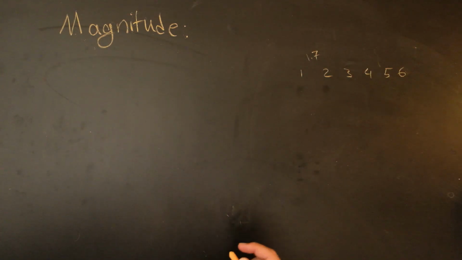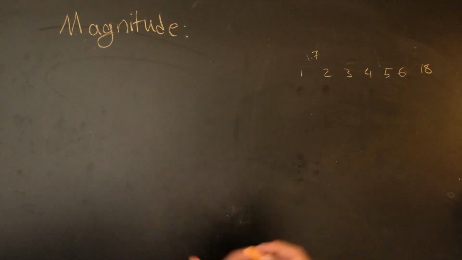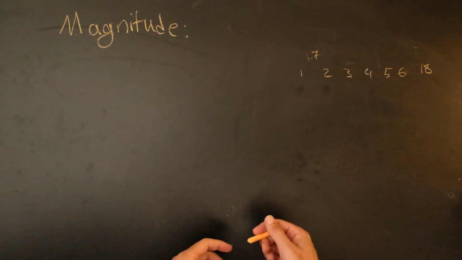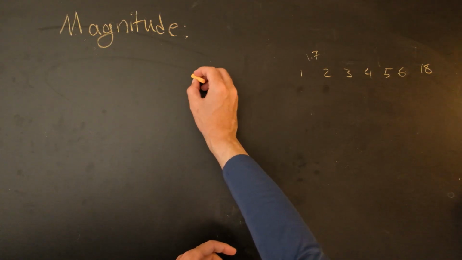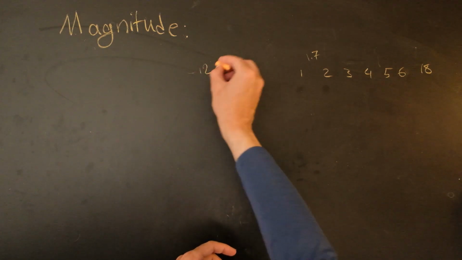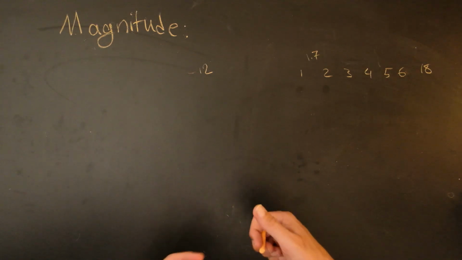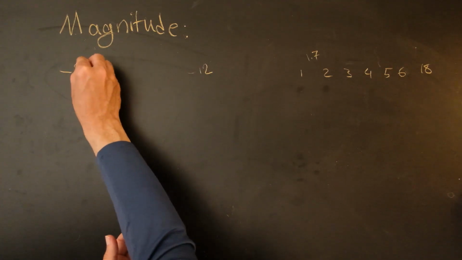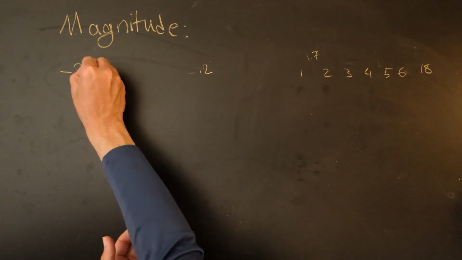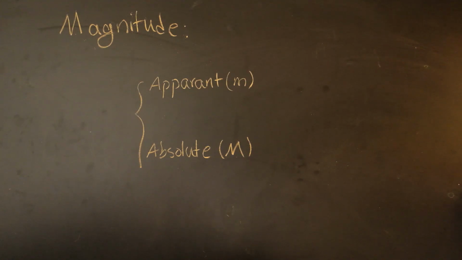That's perfectly alright. We can have magnitude 18. That's also alright. We can have negative numbers. For example, full moon is magnitude minus 12. So it's possible to have a negative number. Sun is much brighter. For the sun, we have around magnitude minus 26, 27-ish.